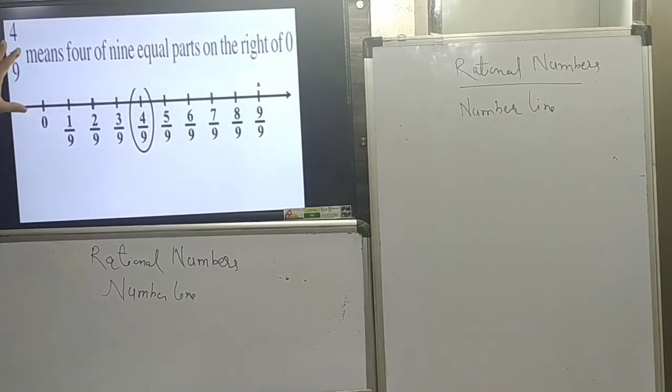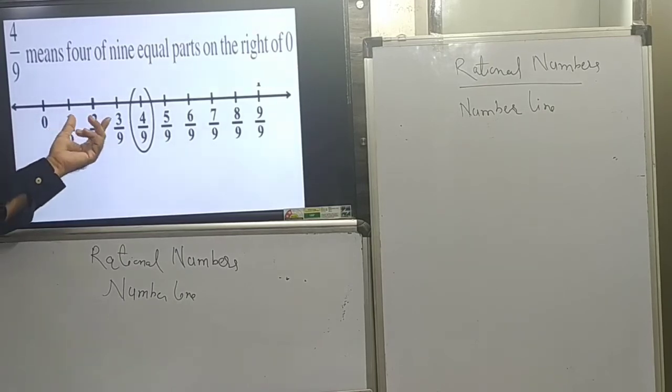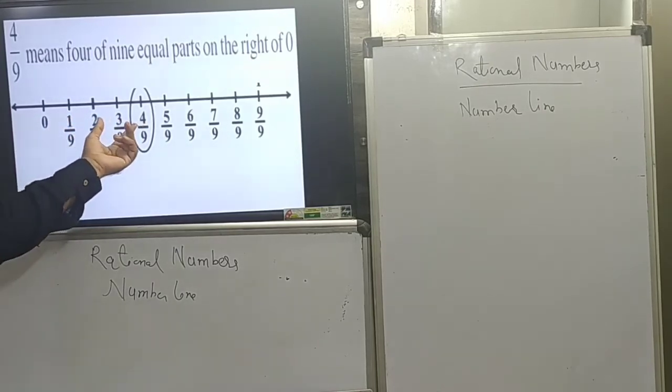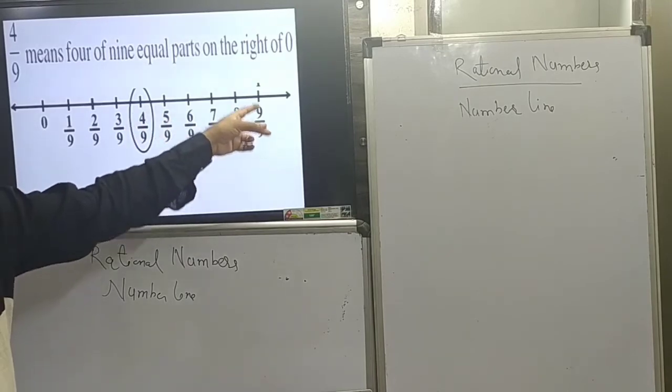Now we want to represent on the number line minus 4 by 9 and plus 4 by 9. For 4 by 9, this is 0. This first part represents 1 by 9, this 2 by 9, 3 by 9, 4 by 9, 5 by 9, and this 9 by 9 means 1.